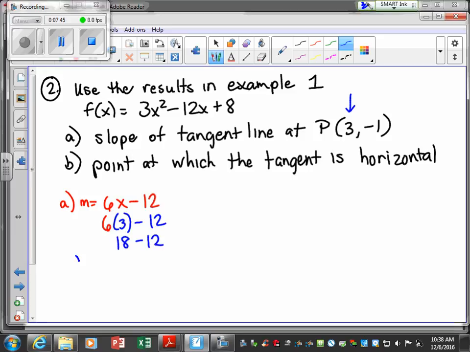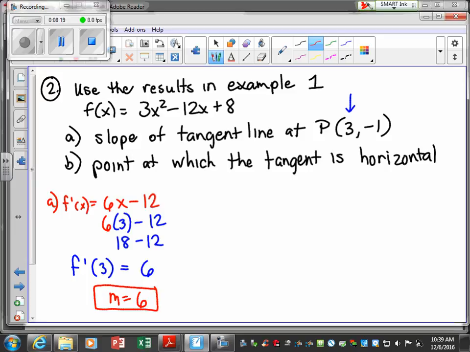So that can be represented as f prime of 3 is equal to 6, if I wanted to change the notation of this to match what we're doing today. Okay, f prime of x was 6x minus 12. We evaluate that at 3, so f prime of 3 is 6. Okay, so my slope is 6. Now, the slope of the tangent line, that's all that it asked me for here. Slope of the tangent line at that particular point.